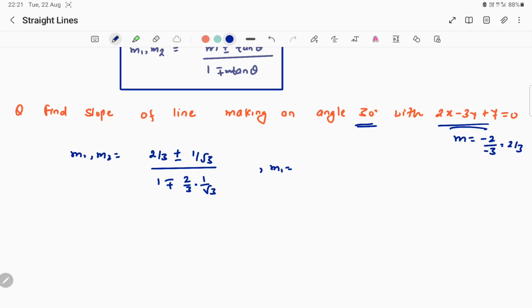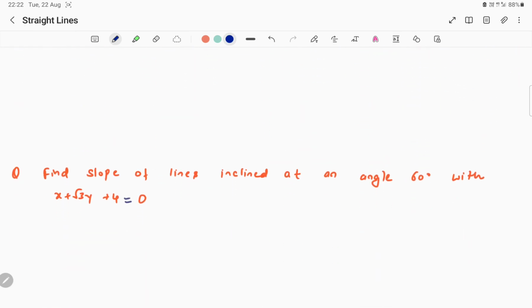We can call any one as m1. I'm solving for plus, so it will be (2 root 3 plus 3) divided by (3 root 3 minus 1). And m2 we can solve for minus, so just interchange the sign. This will be 3 and this will be 3 root 3 plus 1. Okay, so these are the two answers.